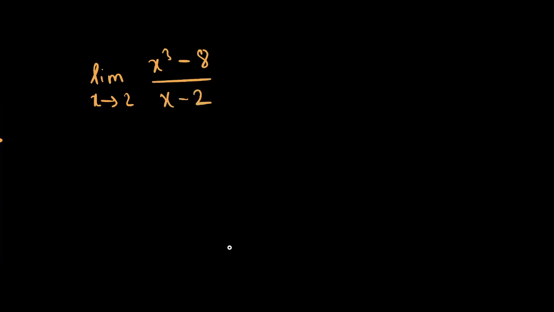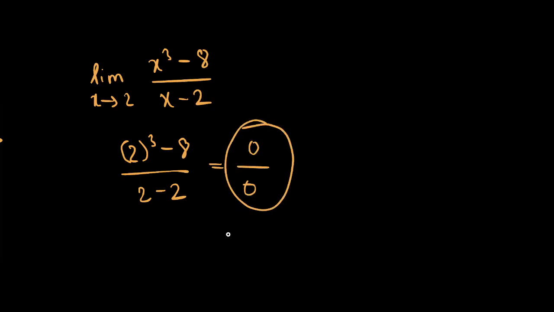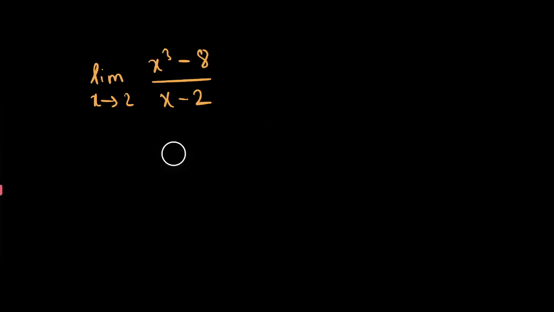Okay, if we wanted to use direct substitution here, we would get 2 cubed minus 8 over 2 minus 2. 2 cubed is 8, and 8 minus 8 is 0, 2 minus 2 is 0. This gives us that indeterminate form, so we can't use direct substitution. Let's see if we're able to then factor and cancel, right? So can we simplify this higher power down?